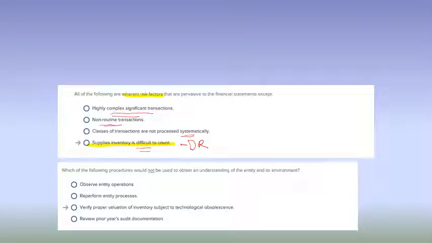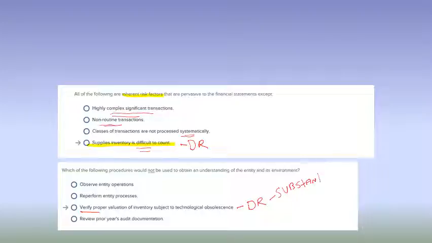Verifying the inventory subject to technological obsolescence. This is, again, focusing on detection risk, which is not part of our obtaining the understanding phase, where we are looking at more our inherent risk and our control risk. This is a detection risk issue, and this is a substantive procedure. When you start to see the word verify, they're talking about a substantive procedure, and that is not something that we're doing during our obtaining the understanding phase.